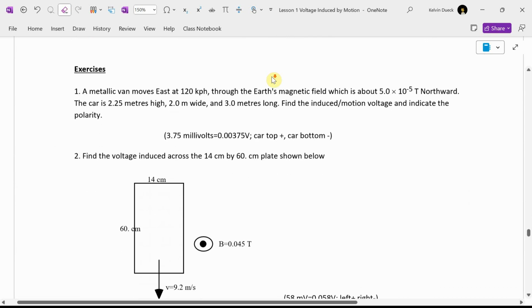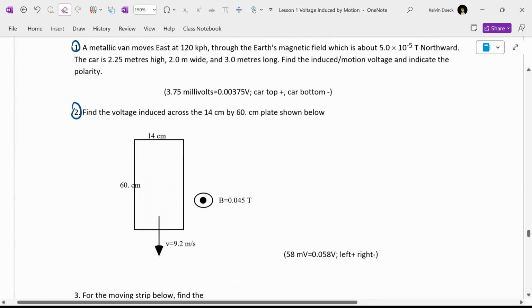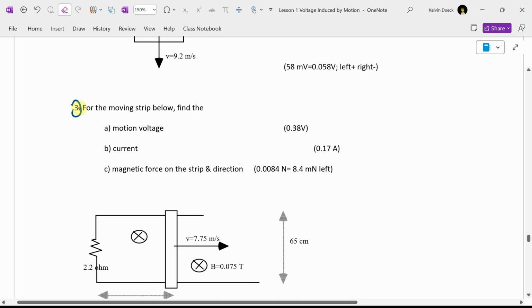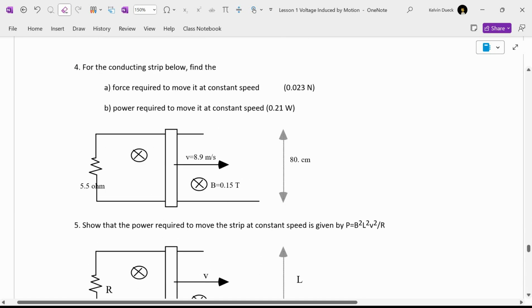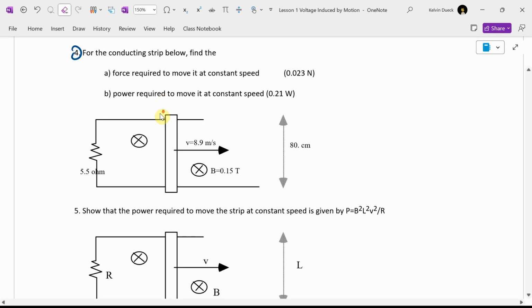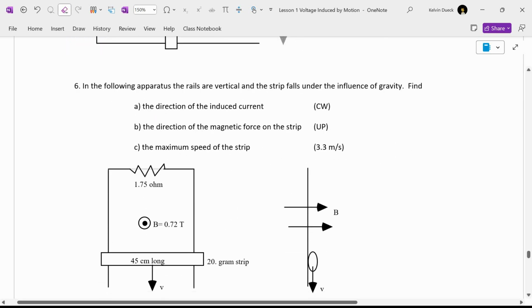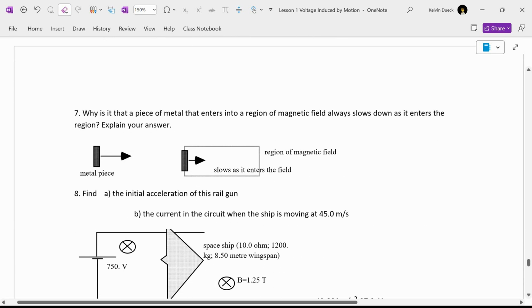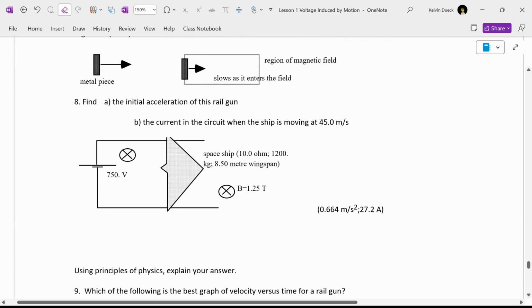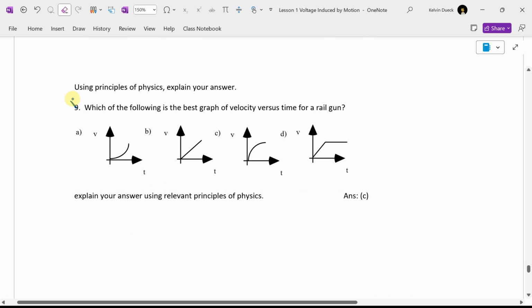What's your homework? You can try number 1 is good, 2 is good, 3 is good, 4 is good. 4b is asking you to find the power required. Well, power equals V times I. So if you know V and you know I, you can find the power required to go at a constant speed, to go at your maximum speed. You can skip 5. 6 is good. 7 is good. 8 is good. You can skip 9.